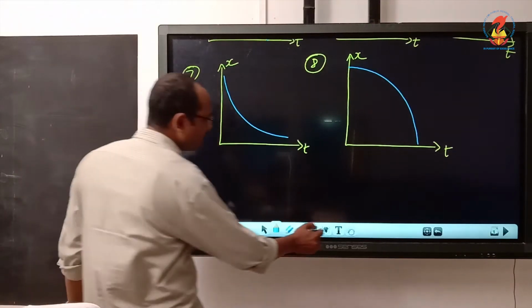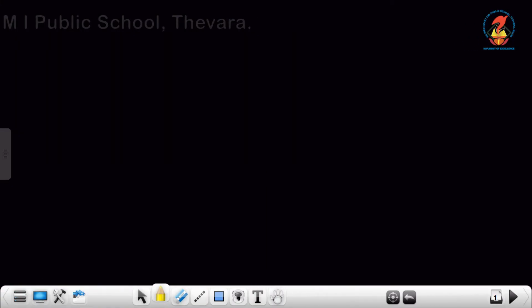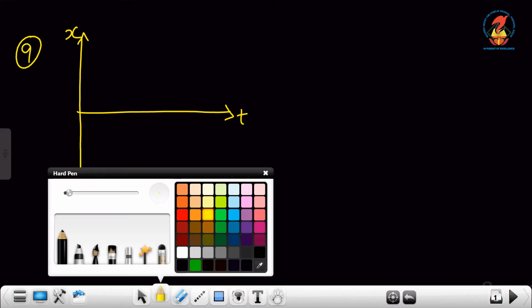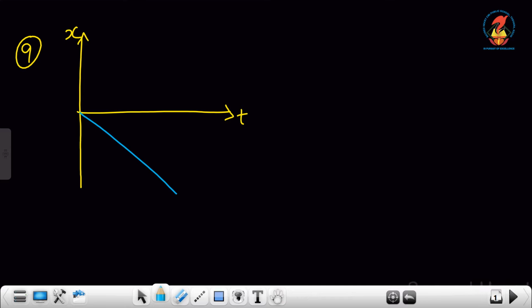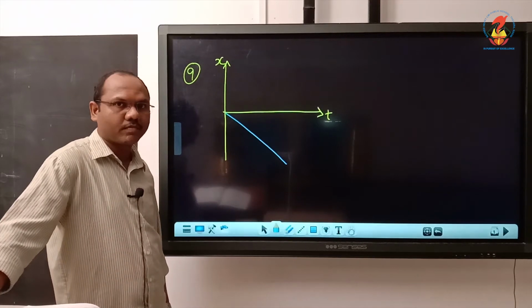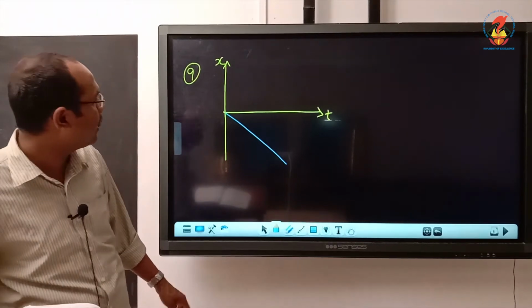Now, the graph that I am going to show now is applicable only to displacement time graph. This is not applicable to distance time graph, because I already told distance cannot be negative. So if I draw a graph like this, you can say that the body is moving with uniform speed or uniform motion in the negative direction. You can write like that.